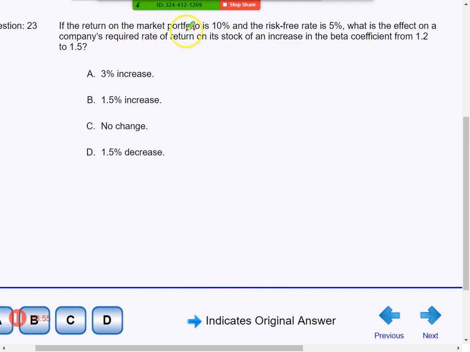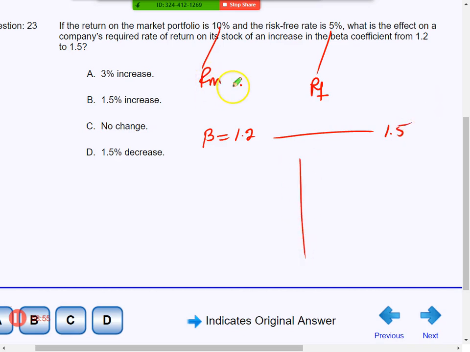If the return on the market portfolio is 10%, that is RM, and the risk-free rate is 5%, that is RF, what is the effect on the company's required rate of return on its stock of an increase in the beta coefficient from 1.2 to 1.5? Great question. RM is given, RF is given. If the beta changes from 1.2 to 1.5, how would it change your ER, expected return?